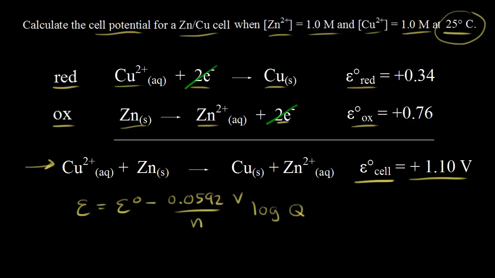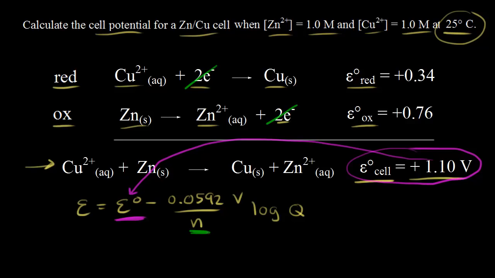So let's think about what these things mean in the Nernst equation. The standard cell potential, E0, we've already found that. That's 1.10 volts. So this 1.10 would get plugged in here in the Nernst equation. n is the number of moles of electrons that are transferred in our redox reaction, and that's 2. 2 moles of electrons are transferred, so n is equal to 2.